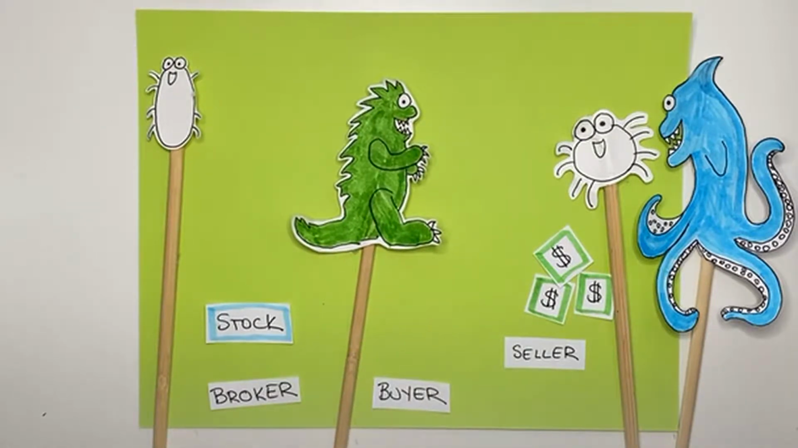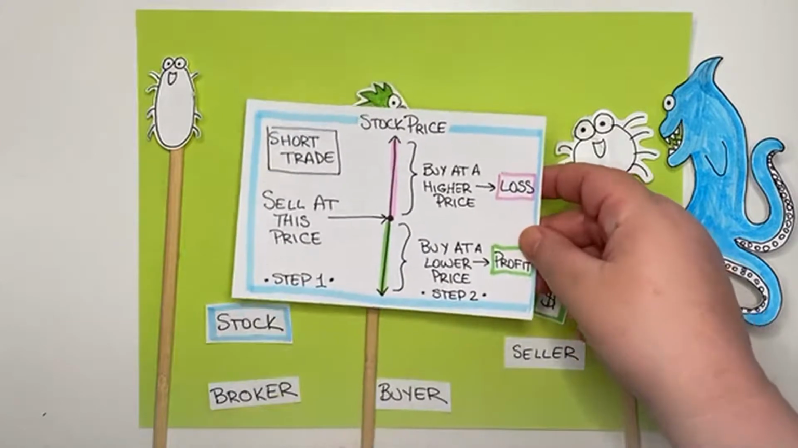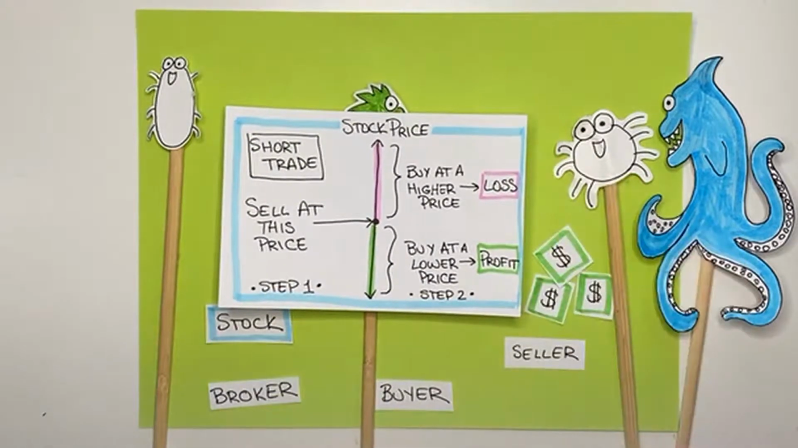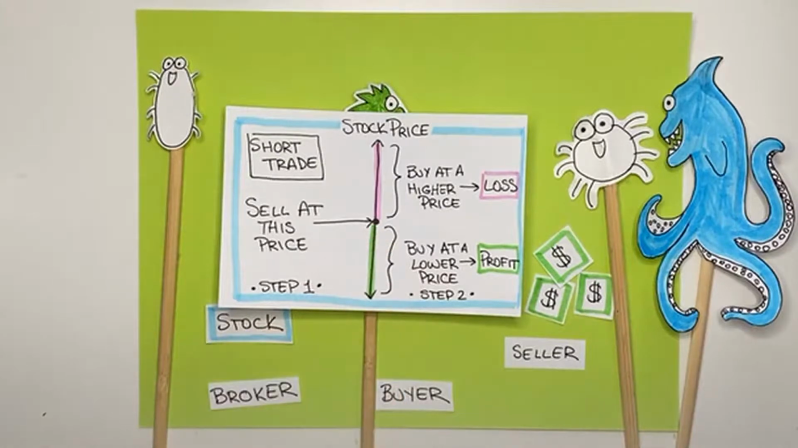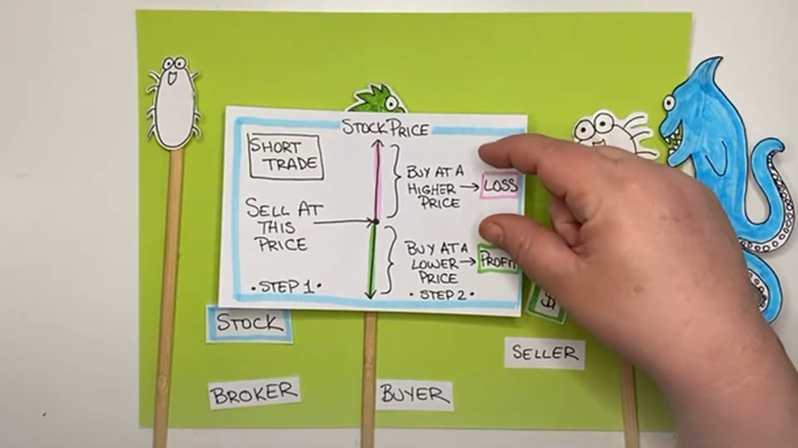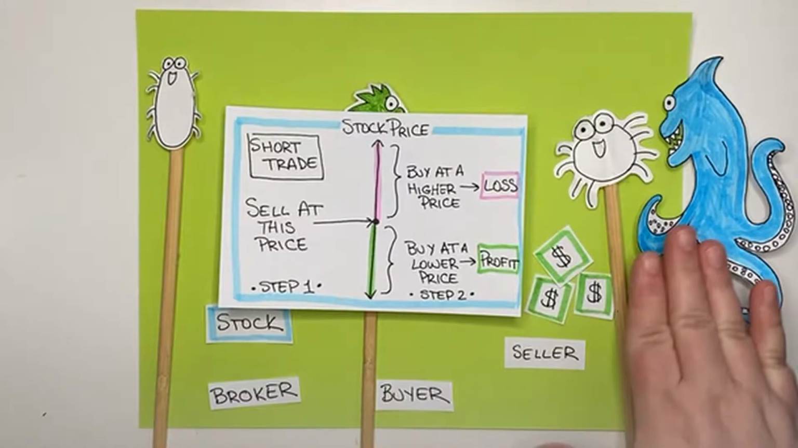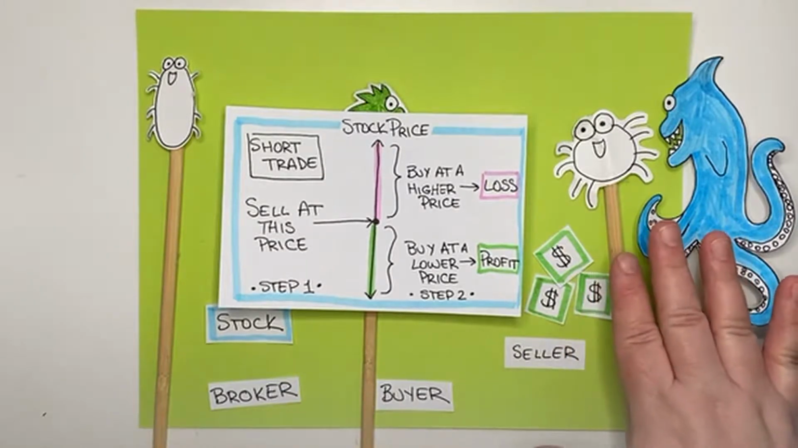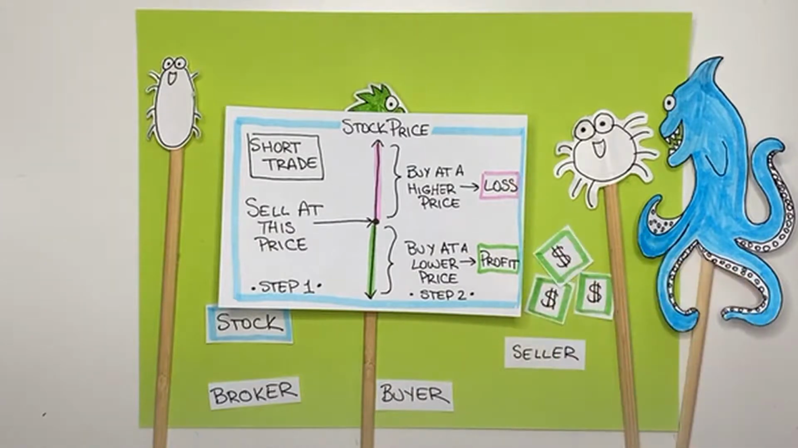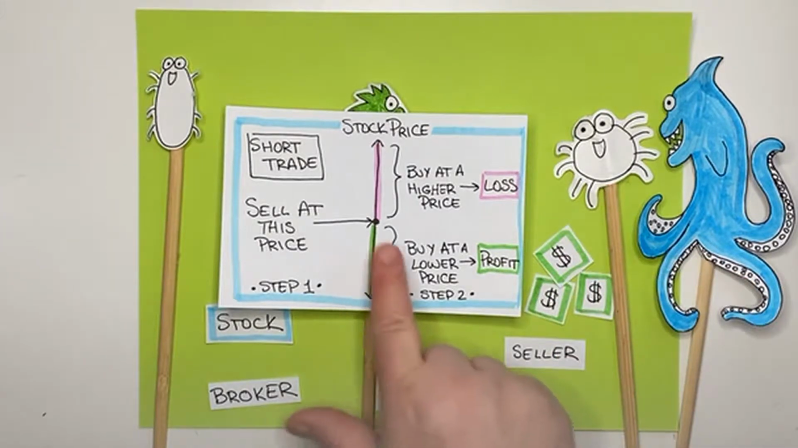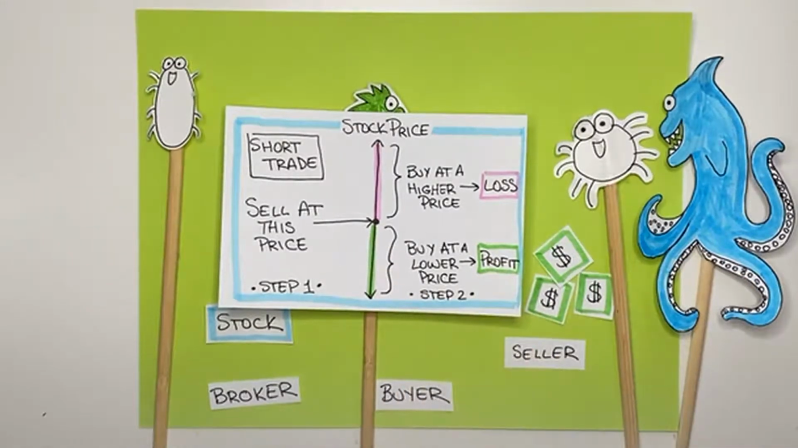So, shorting. A short trade. If you sell at a given price. Remember, you sell first. If you have to buy at a higher price, if these two get wind of what you're doing and charge you a lot for the stock so you can give it back, you're going to have a loss. If you're nice and quiet about it and the stock price goes down, then you make a profit.